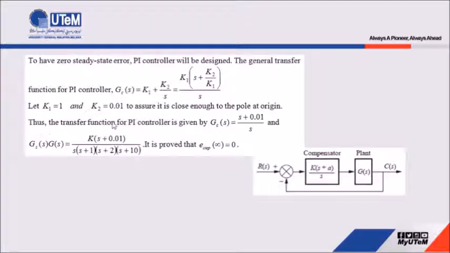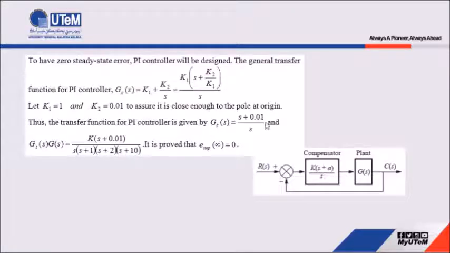Thus, the transfer function for the PI controller is given by Gc equal to (s plus K2 divided by K1) divided by s. In this case, K2 is 0.01 divided by 1, so it is equal to 0.01. From there, the PI controller transfer function is equal to (s plus 0.01) divided by s. We just cascade it with the system, so the transfer function for the whole system becomes K times (s plus 0.01) divided by s times (s plus 1) times (s plus 2) times (s plus 10).